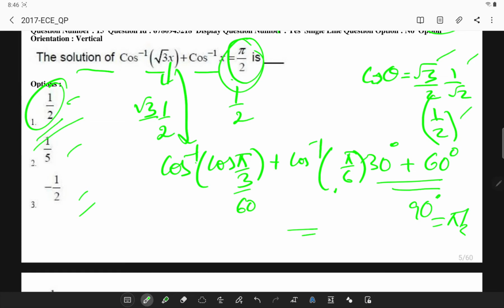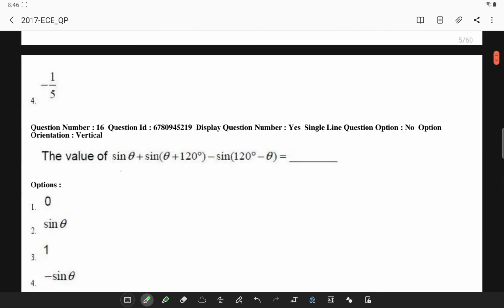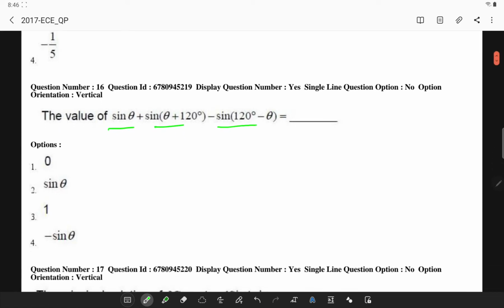Okay. So what is the value of sin theta plus 120 minus sin 120? So we have to remember an inequality.